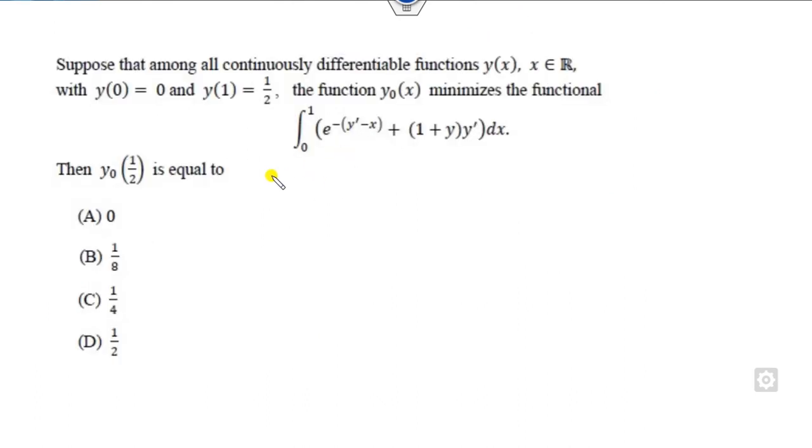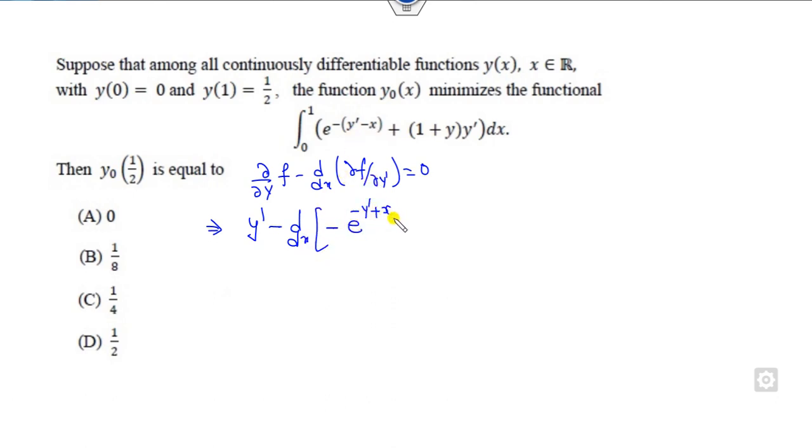Okay, look at this one. Again, this is a function of x and y both. So we can start with this one: partial derivative with respect to y minus d/dx of partial derivative with respect to y dash is 0. So what is the partial derivative with respect to y? It is e to the power of minus x, y dash, minus, and the partial derivative with respect to y dash is minus e to the power of x, plus 1 plus y.